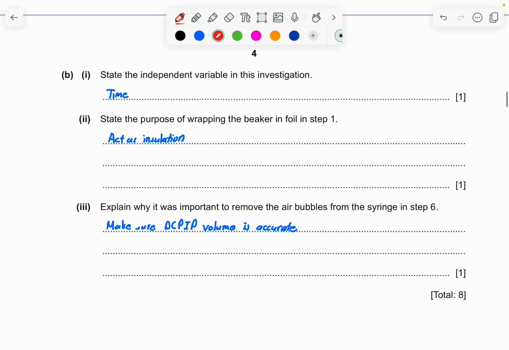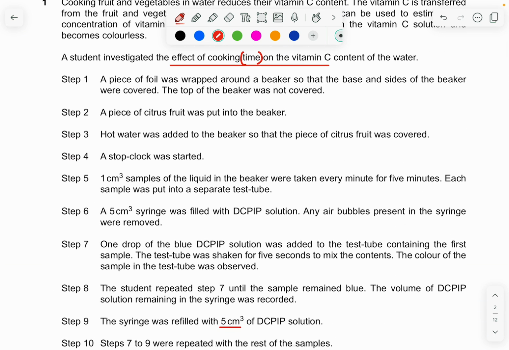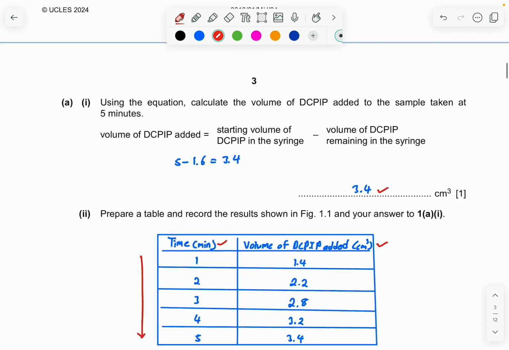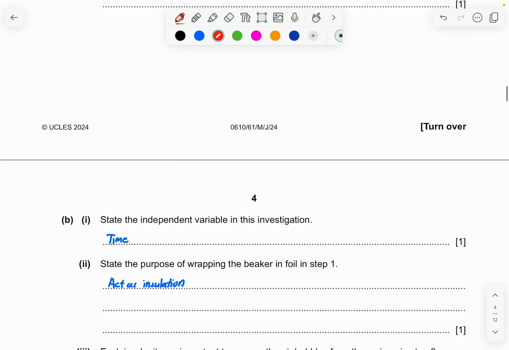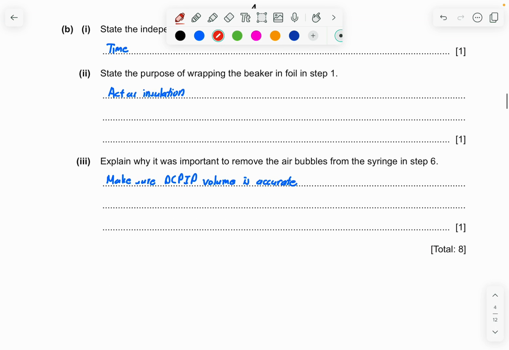Part 2, state the purpose of wrapping the beaker in the foil in step 1. You can see that a piece of foil was wrapped around the beaker so that the base and the sides of the beaker were covered. The top of the beaker was not covered. So what is the purpose of it being wrapped? It is to act as insulation. This is one of the fixed answers that we have. Or some people can say to decrease heat loss or to maintain the temperature of the beaker. So these are a few answers that you can have.